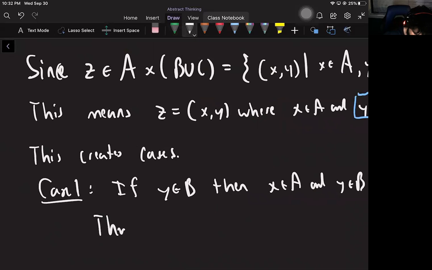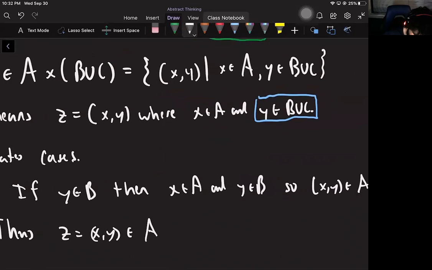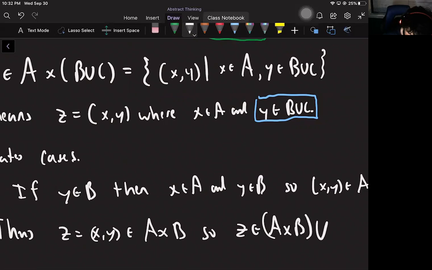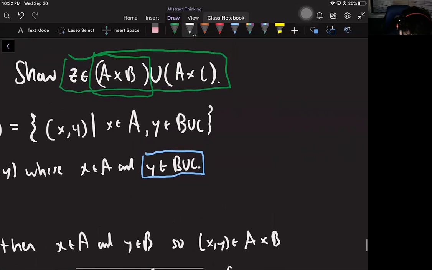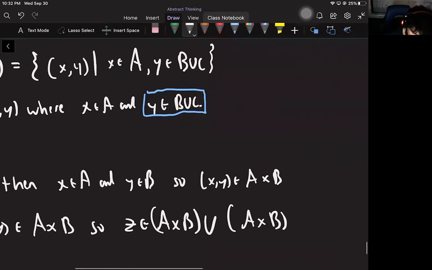So thus, Z equals X comma Y, that's what I was looking at, Z is in A cross B, so it's also in A cross B union whatever the heck you want, because it's in one, it doesn't matter if it's in the other at all. So it's in there. It's in their union. That's what I wanted to show. Oh, sorry, that should be a C. Good.